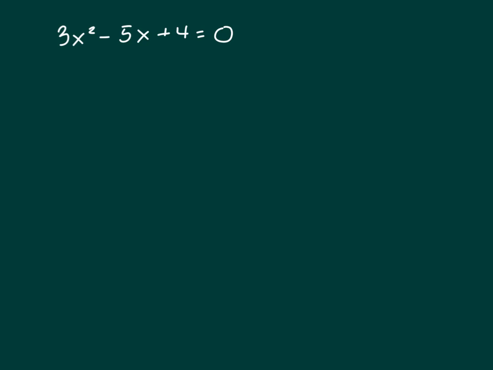Before you can complete the square, the number on your x squared has got to be 1. So we need to divide every term by 3. So that will leave me x squared minus 5/3 x plus 4 over 3 equals 0 over 3, which is still 0. The next thing you should do is move your constant to the other side. So that would be x squared minus 5/3 x equal a negative 4/3.